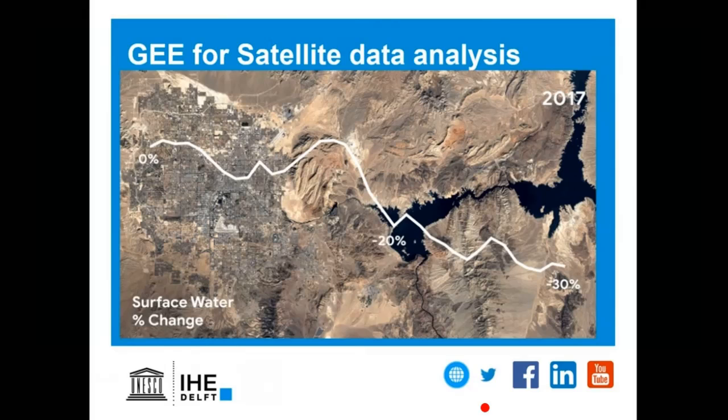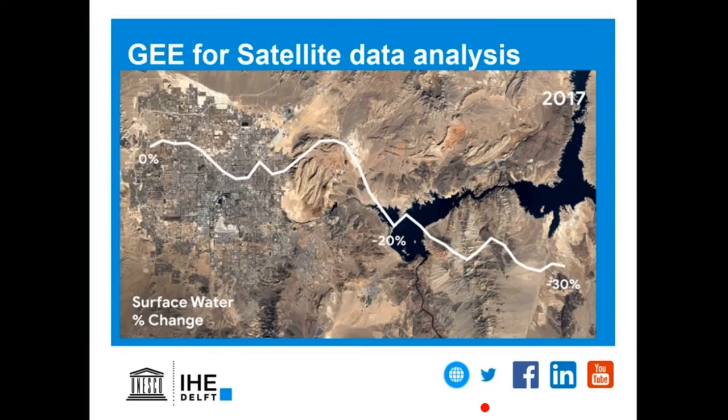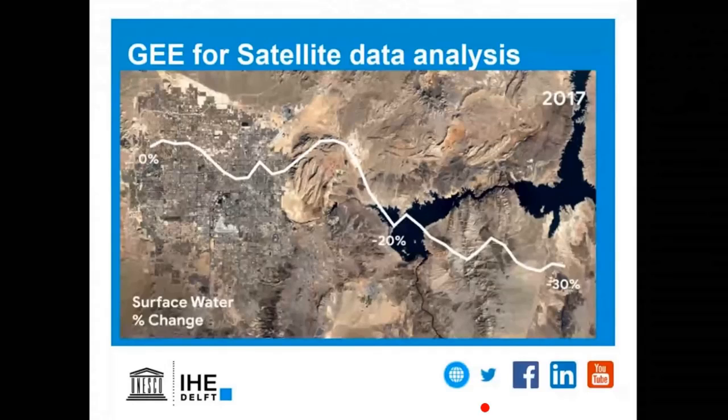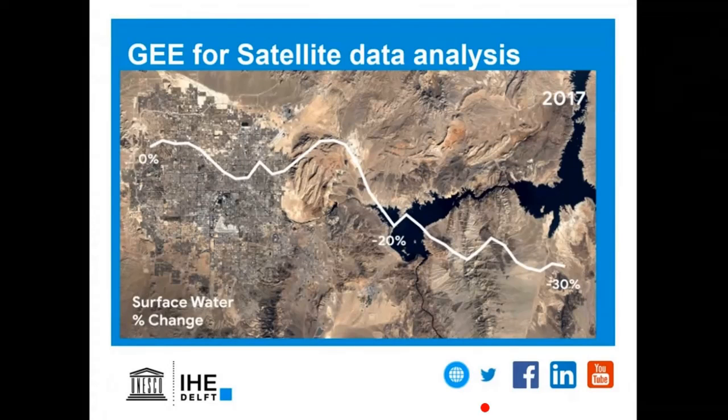So the topic is Google Earth Engine for satellite data analysis. I should change satellite to spatial data analysis, because Google Earth Engine is not exclusively for satellite data. It is also about other spatial data sets. GEE is an acronym for Google Earth Engine. So whenever I say GEE, don't get confused, it's Google Earth Engine.